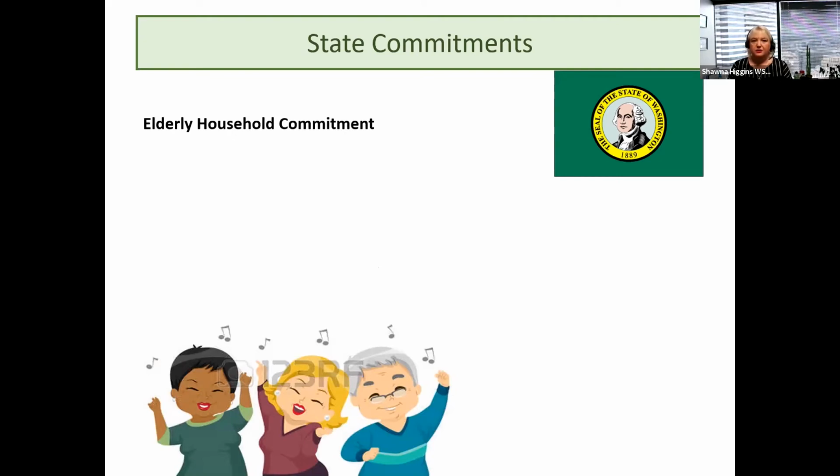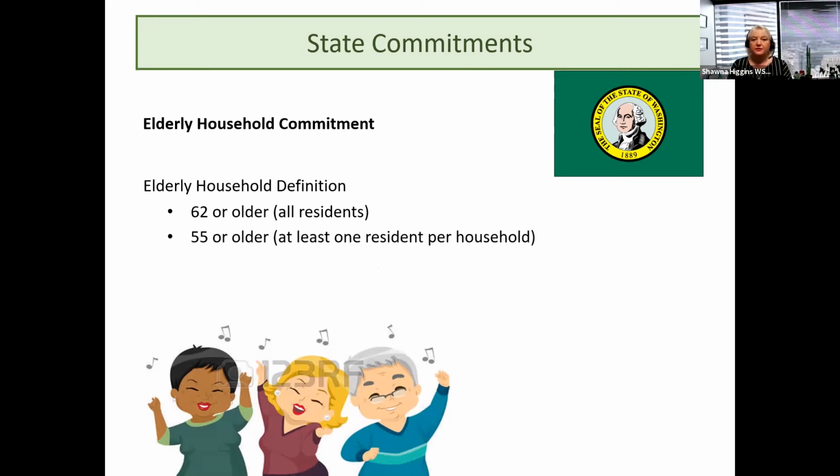So the elderly household commitment. Elderly household definition is 62 or older, and that's all residents. These are federal. 55 or older, at least 1 resident per household. And you should be able to find in your regulatory agreement which one they chose. If it's a USDA RD property, we go by theirs, which is 62 or older or disabled at any age. And if this is a HUD property, we do follow the HUD, what's on your HUD contract. So you'll want to look there and see what your set aside is.